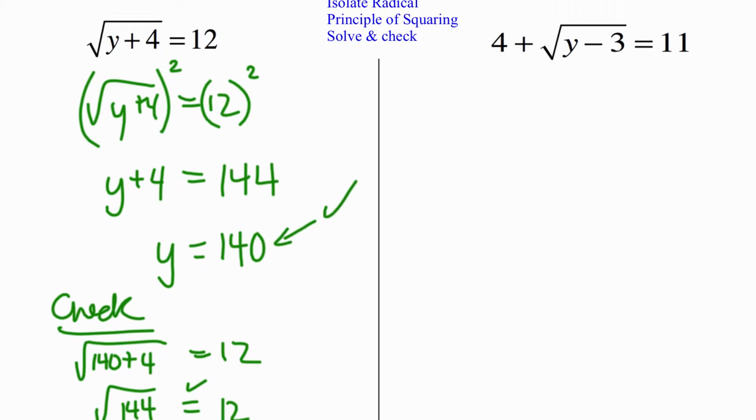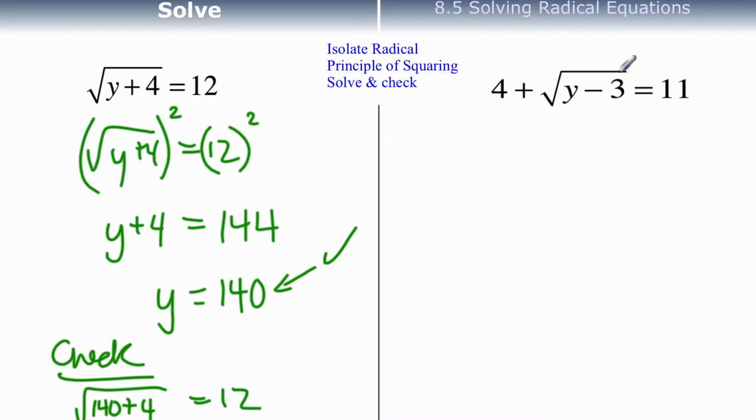Let's try this one over here. Here's my square root. There's my equal sign. So this 4 is bothering me. So subtract 4 on this side, subtract 4 on that side. So I'll come up with the square root of y minus 3 is equal to 11 take away 4, 7. I've isolated my radical. Now I'll square both sides.